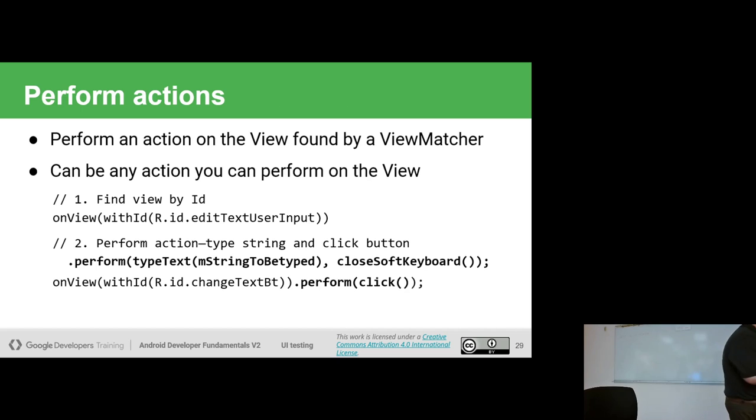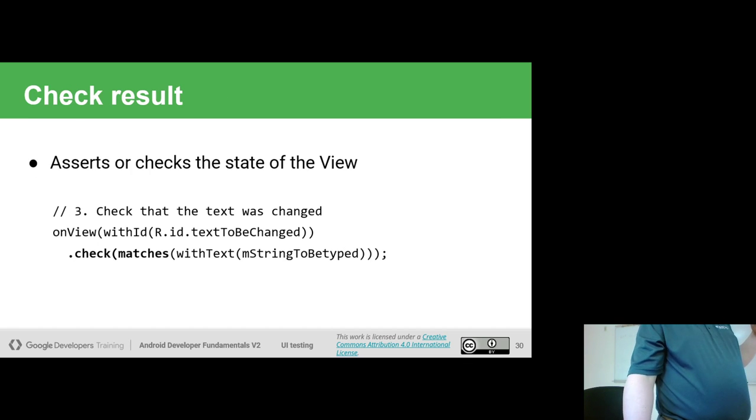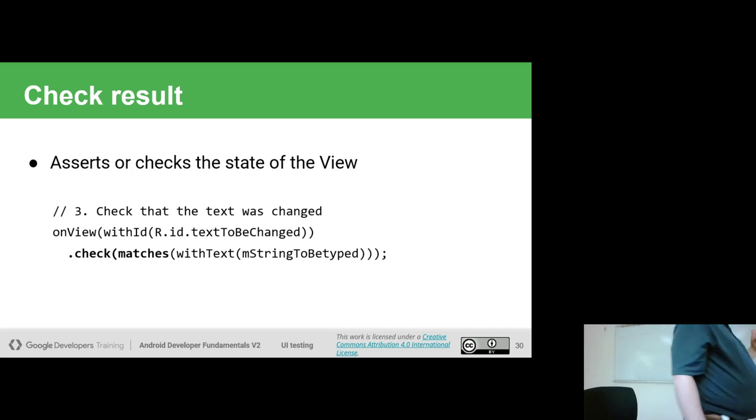For performing actions, we saw we can type text to put text in there, close off keyboard, click. All of those go into the perform method. To validate or do some assertions to make sure that I get the correct output, I'm going to use check, matches, and then any sort of matcher.